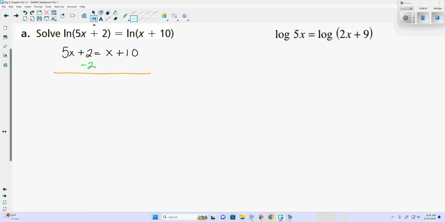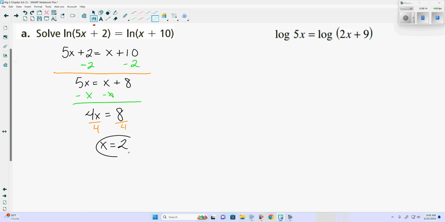Let's see. Well, I'm going to subtract 2 from both sides, telling us 5x is equal to x plus 8. And we can also subtract x, telling us 4x is equal to 8. Lastly, we would divide by 4, telling us x is equal to, because 8 divided by 4 would be 2. So yes, it was indeed 2. Questions on this here?